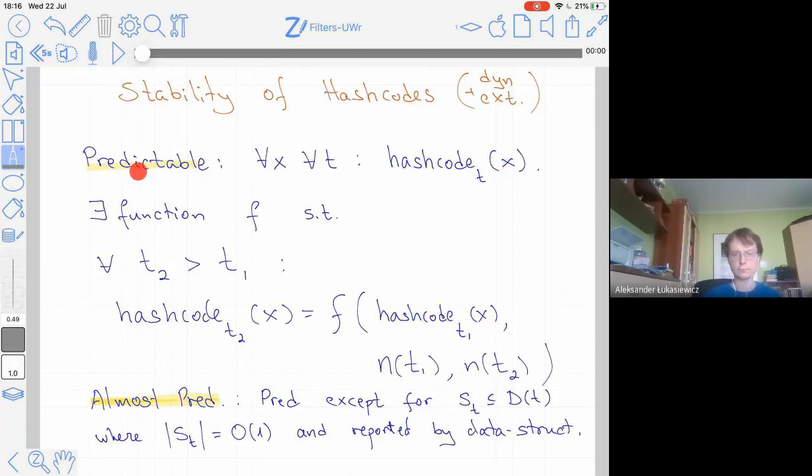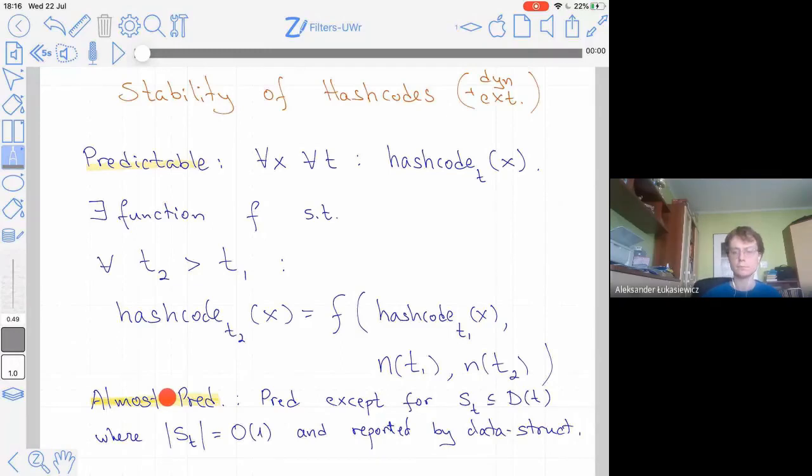What does that mean? It means that there exists a function f such that for every 2 points of time, t2 and t1, I can derive the hash code of x at time t2 from the hash code of x at time t1 and the cardinalities of the data set at time t1 and t2. Okay, and that will be predictable, because if you give me this hash code and I know what the cardinality was here, I know what the cardinality is now, I can figure out the current hash code.